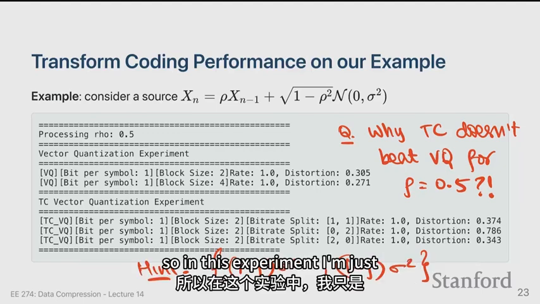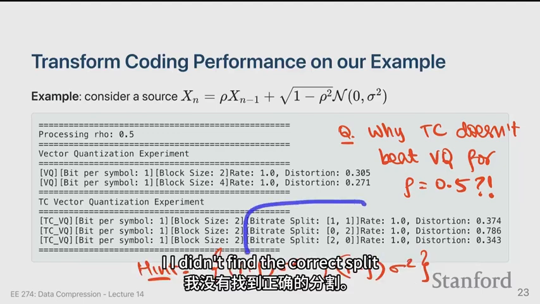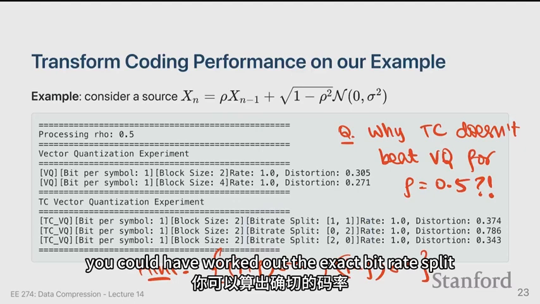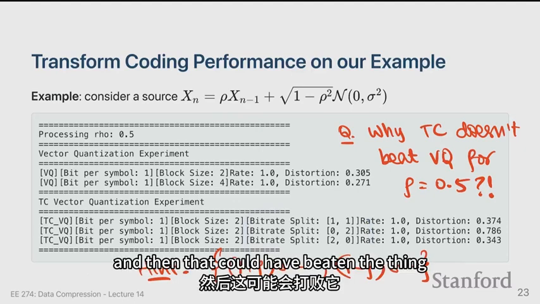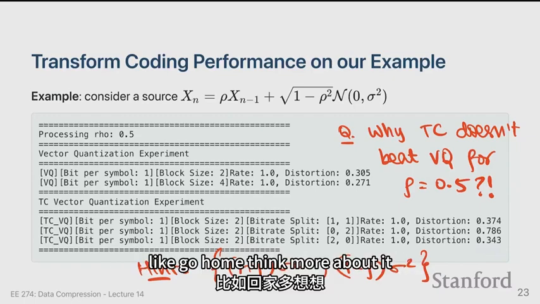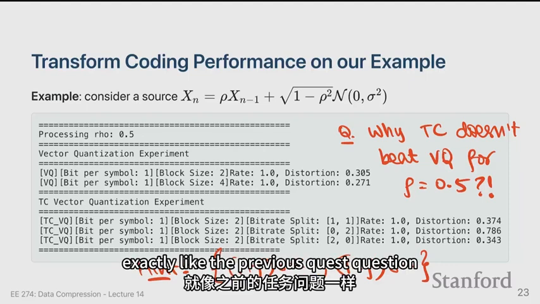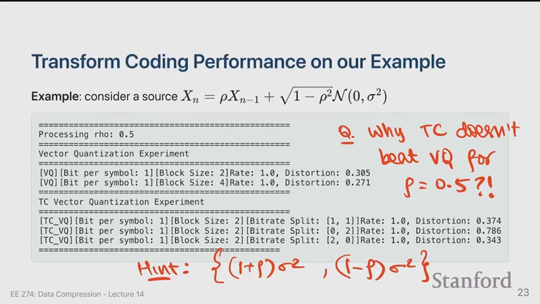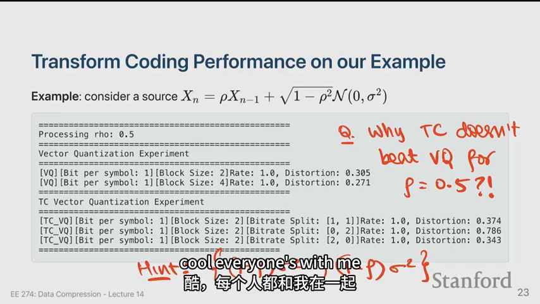So in this experiment, I didn't find the correct split. That's really the intuition. You could have worked out the exact bitrate split, and then that could have beaten the thing. Go home, think more about it. Actually try to work this out exactly like the previous question, and that will give you some intuition. Any questions? Cool, everyone's with me?